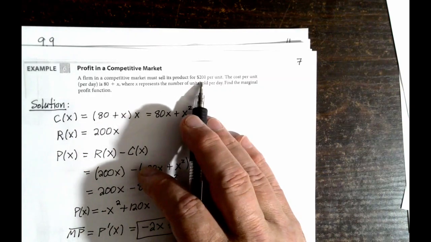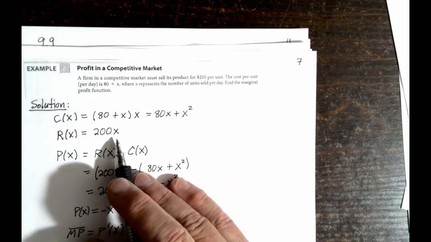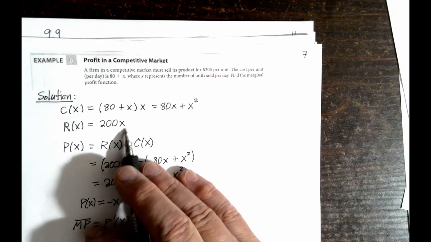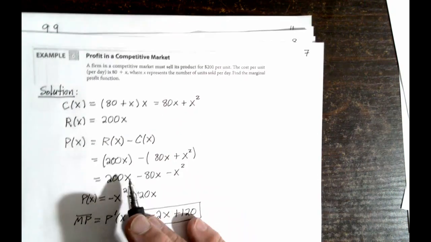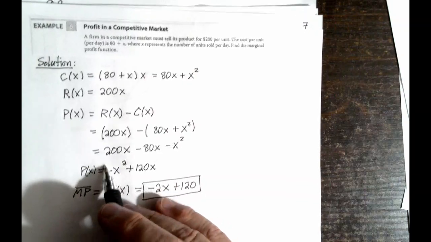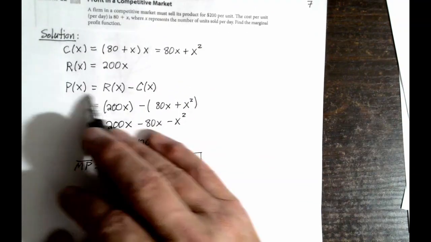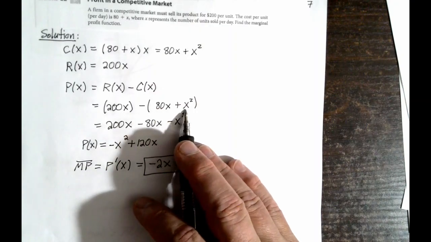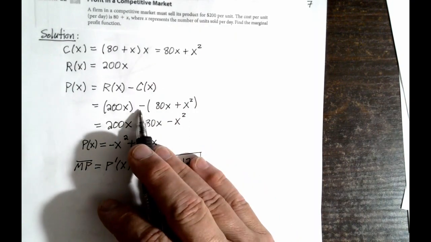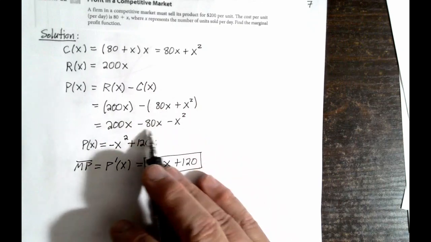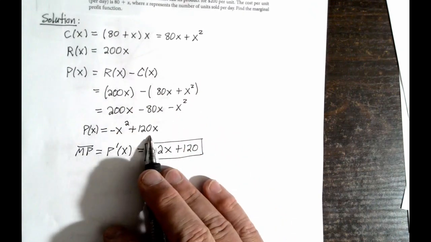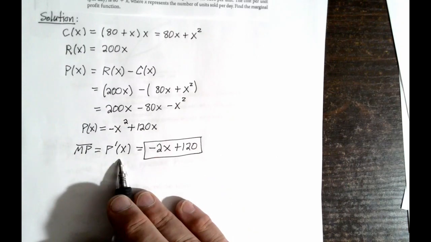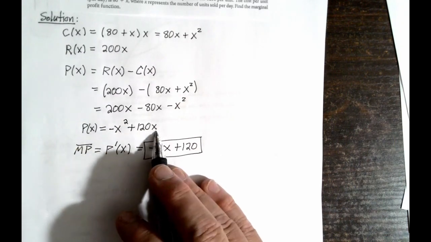Whatever the price is they're selling it for, you multiply that times X to give you the revenue. The revenue is simply the price you're selling it for times X. So now you've got your cost and you've got your revenue. And they want to find marginal profit, so you first have to find profit. So profit is simply revenue minus cost, so revenue is 200x, minus (80 plus x)x. And when you drop the parentheses and distribute that negative sign, you get this, which simplifies down to here. That is your profit function. So your marginal profit is simply the derivative of that, which is minus 2x plus 120.